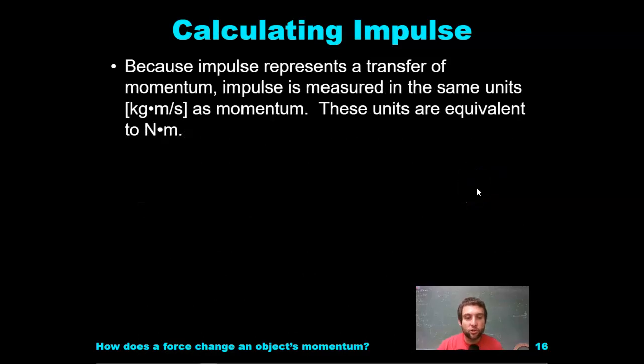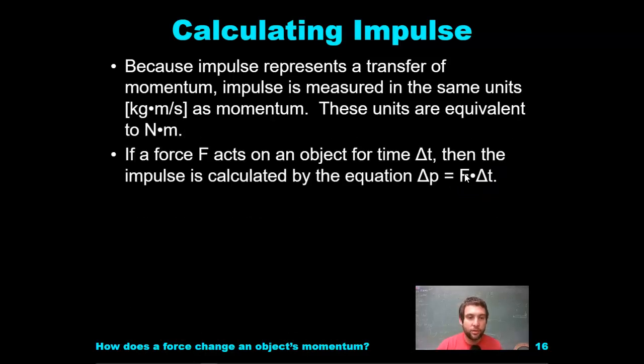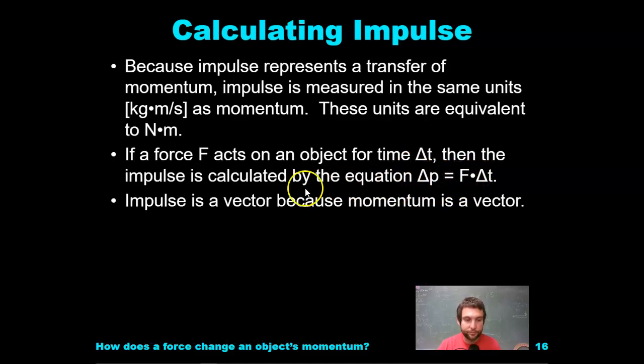Because impulse represents a transfer of momentum, impulse is measured in the same units as momentum, and those units are equivalent to a Newton times a second. If a force F acts on an object for the time delta t, then the impulse is calculated by the equation: change in momentum equals force times time, Newton times a second.